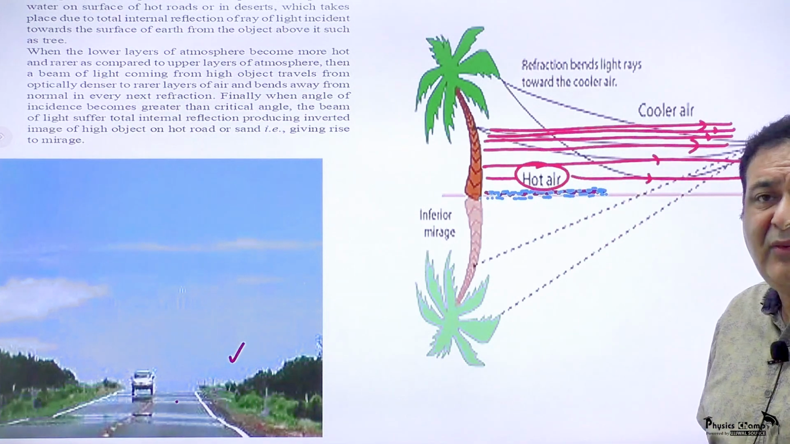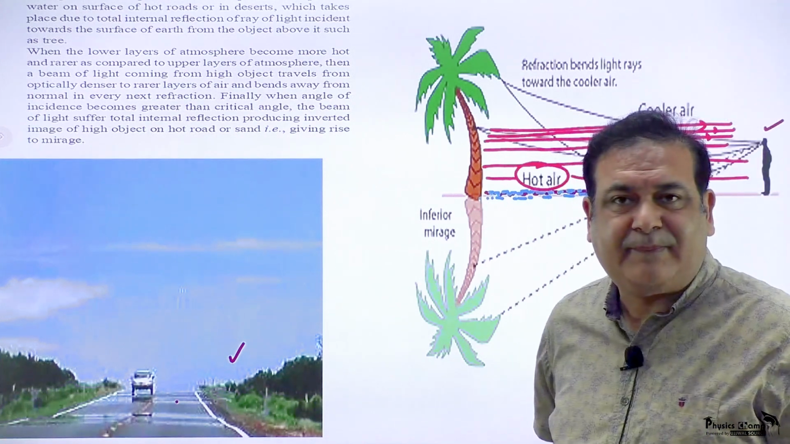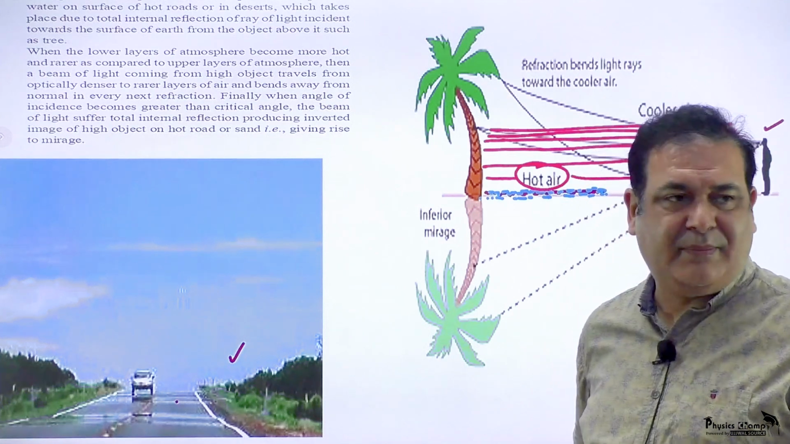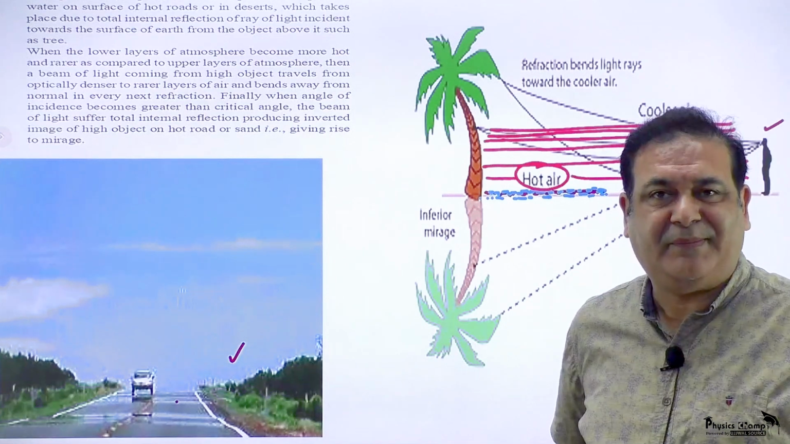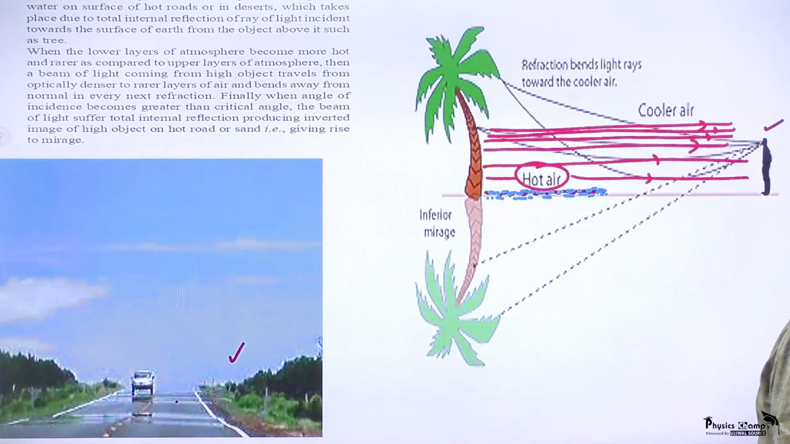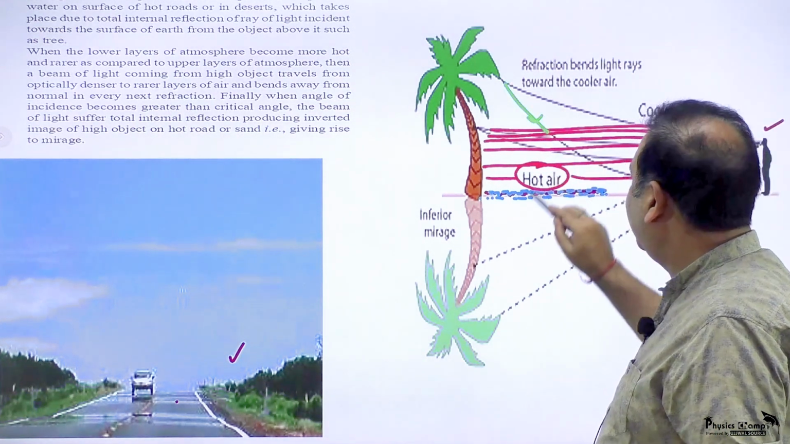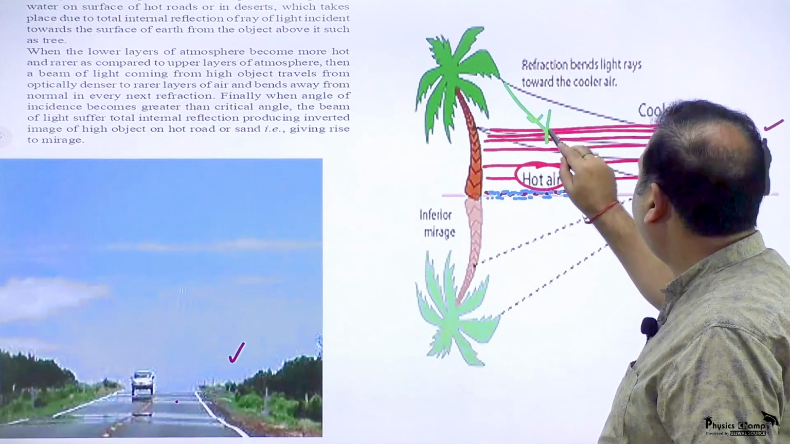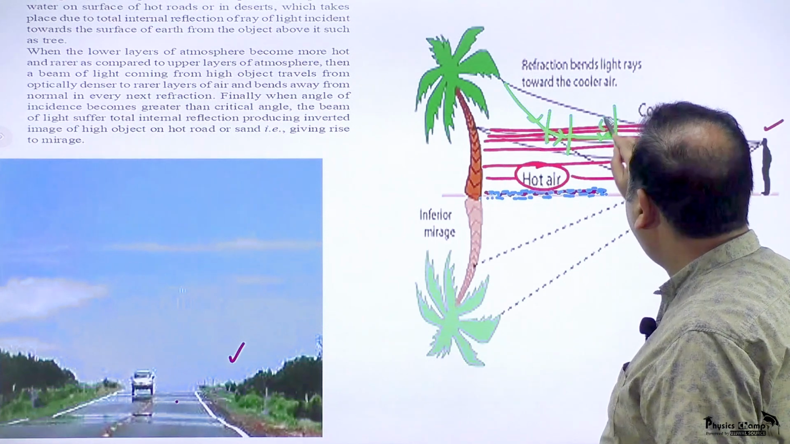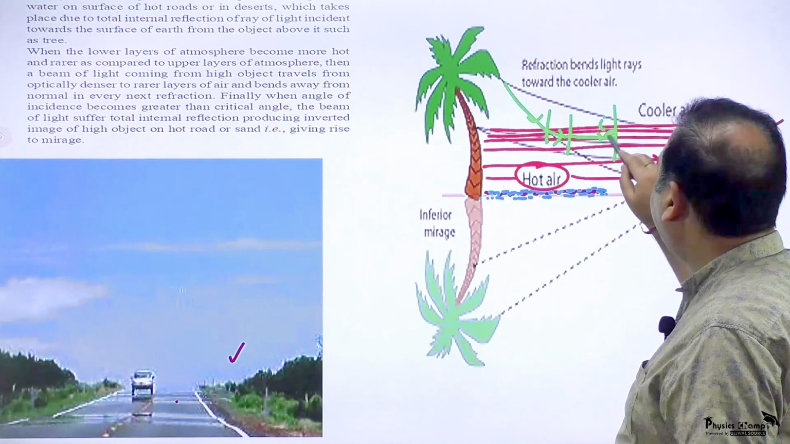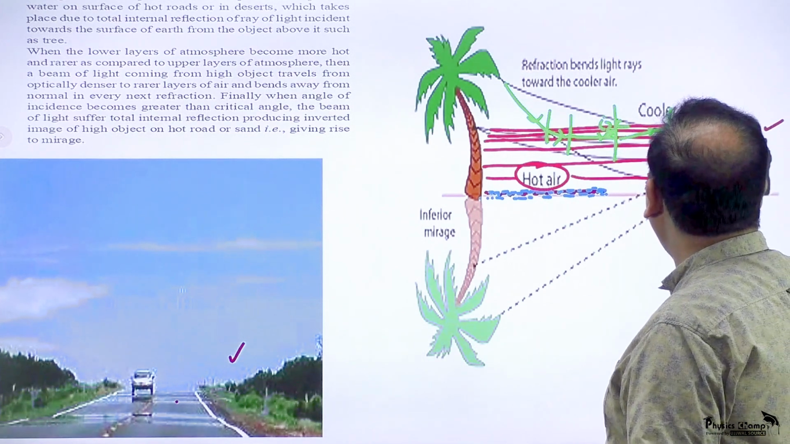So in these areas, you will find that air closer to the surface is rare, and it's a rare medium. And the air much above the surface is a denser medium. Now when a ray of light travels from a denser medium to a rare medium, it tends to bend away. And again it tends to bend away. At a particular position, you may observe the angle of incidence is greater than the critical angle. And once it is there, it tends to reflect back.